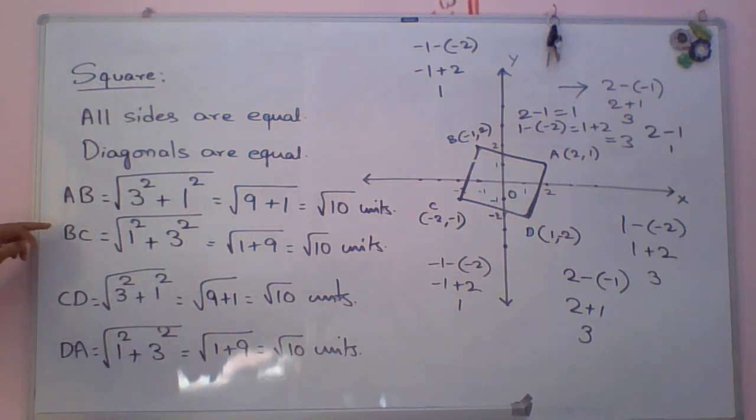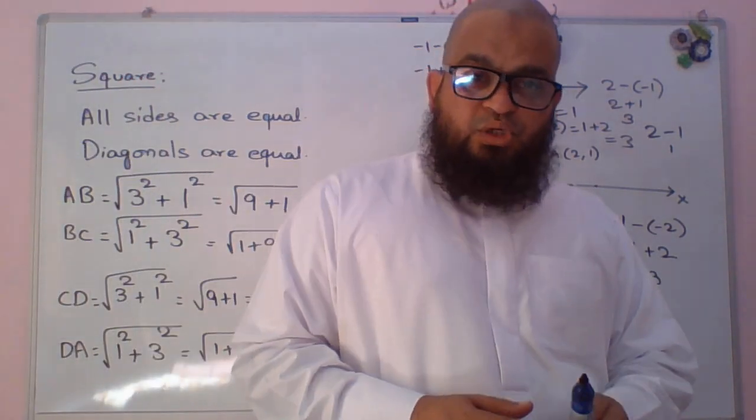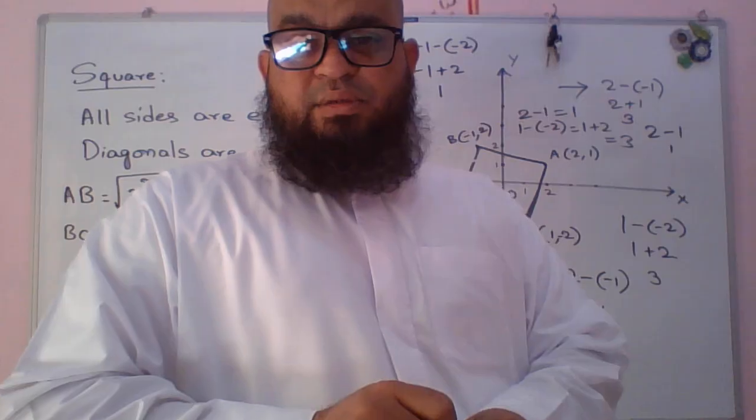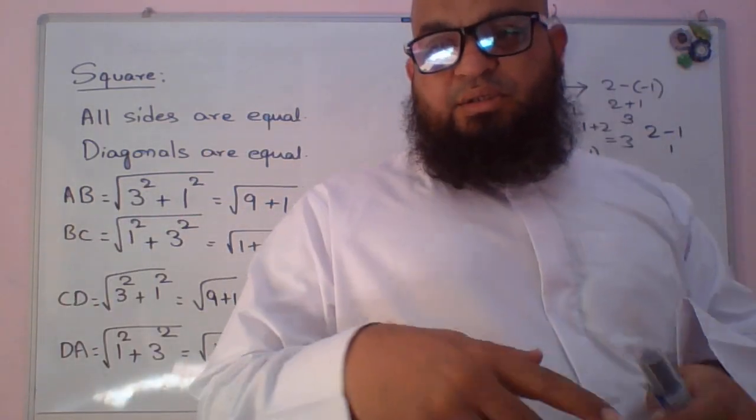Now all sides are equal. Okay, when all sides are equal, it can be a square or it can be a rhombus. So how to find out whether it is a square or a rhombus? Check the diagonals. Give me 1 second.